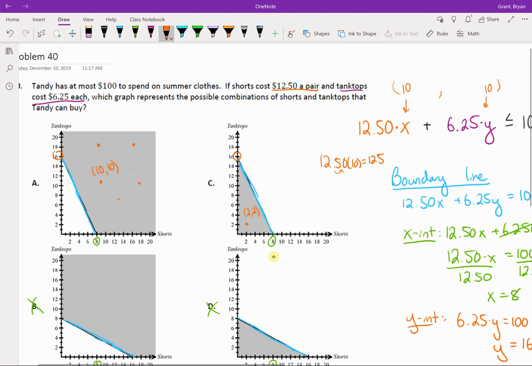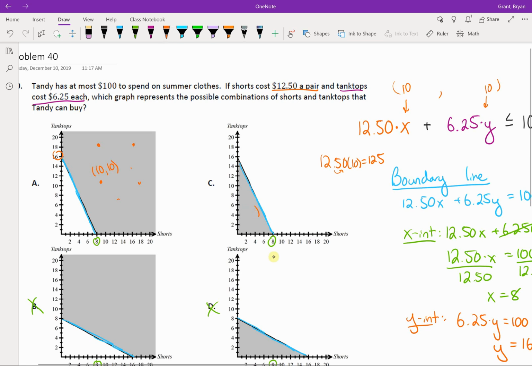And so if you try the point (2, 2), I'm pretty sure that will cause our equation over here to stay under that $100 limit. And that is exactly what our blue boundary line is doing. The boundary line is separating all the points or all the combinations of clothes that will cost less than $100 versus more than $100. And it's really nice to have that visual.